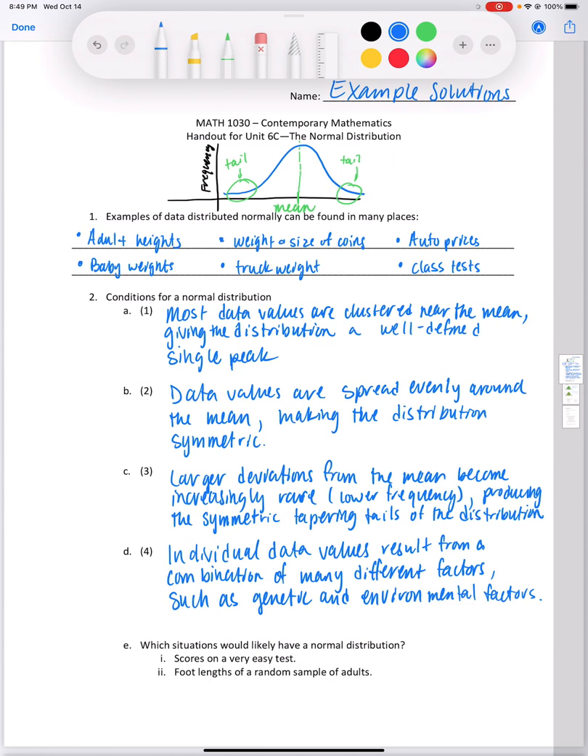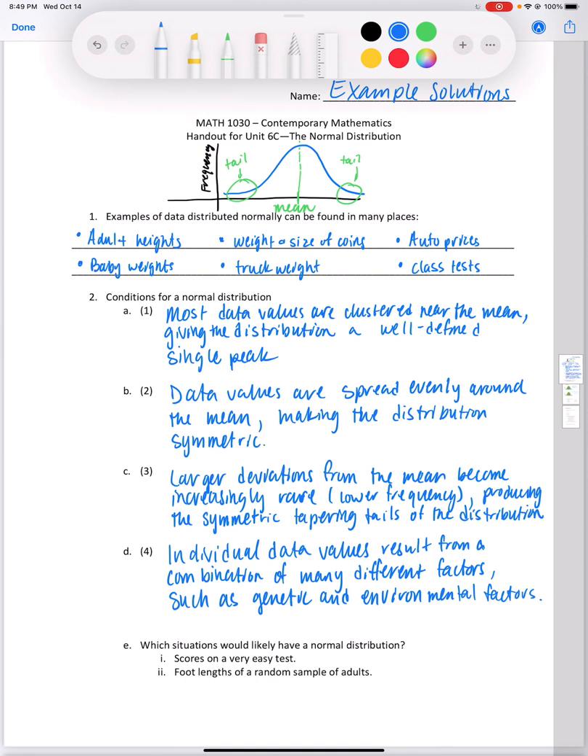Here's a couple of examples. What situations are likely to have a normal distribution? Scores on a very easy test, or foot lengths of a random sample of adults. So scores on a very easy test would not have a normal distribution. Because if the test was very easy, then everybody would score well. And then they would have most people scoring higher than everybody else. So that would skew the nice symmetric curve.